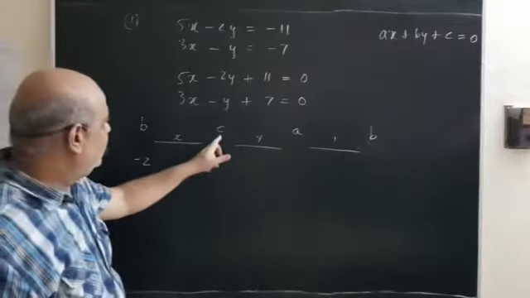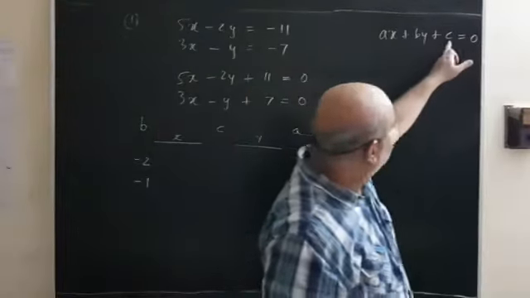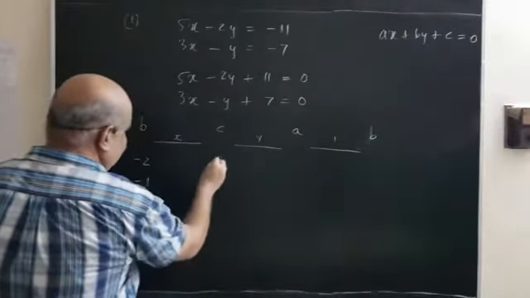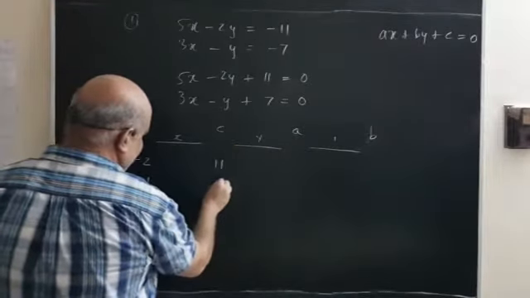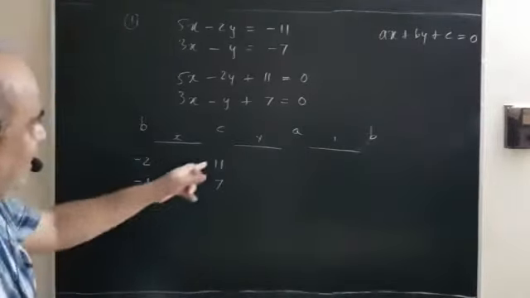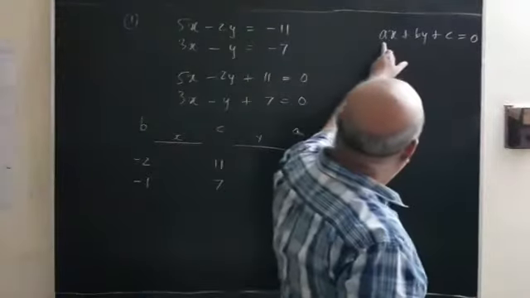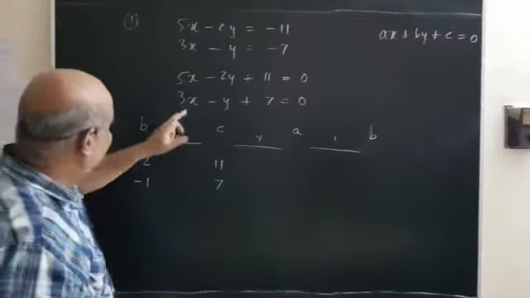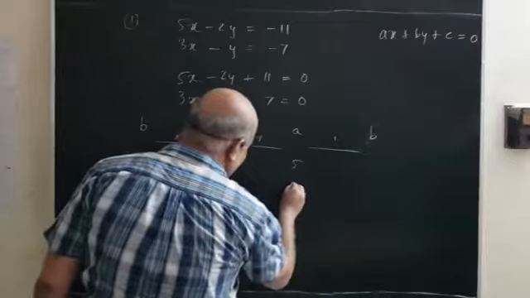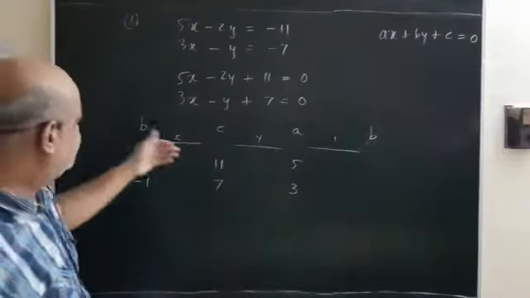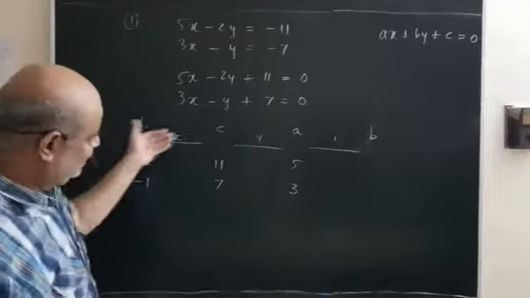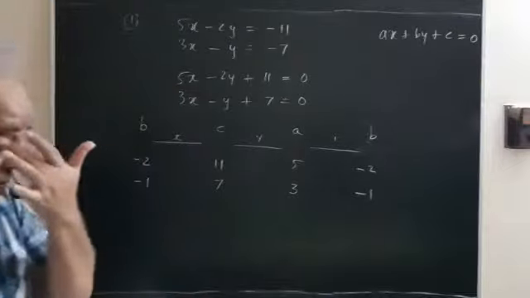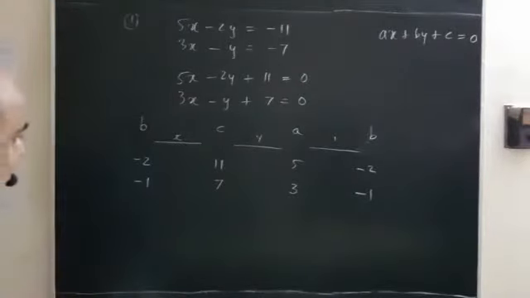Now I go to C. C is the constant. And what are the constants we have here? For the first equation, the constant is 11, and for the second equation, the constant is 7. I write that here. Then I go to A. A is the coefficient of the variable x, and here the coefficients of x are 5 and 3. And B, once again, I have to just repeat these numbers there: minus 2, minus 1.